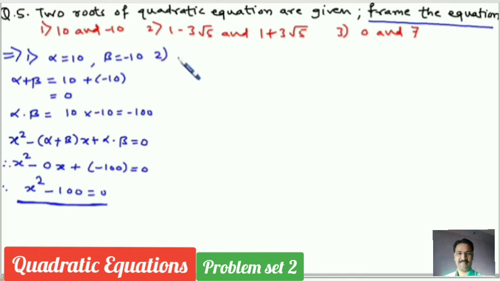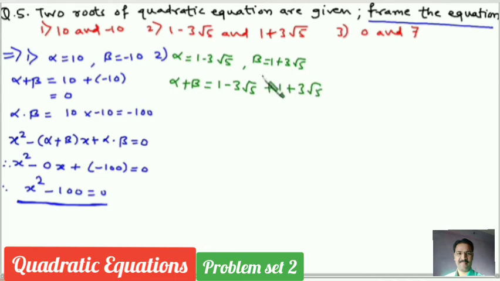Similarly here in the second one, what is given to us? Okay, I'll take a different color. So here alpha is equal to 1 minus 3 root 5, beta is equal to 1 plus 3 root 5. Okay, here also we'll find alpha plus beta, that is 1 minus 3 root 5 plus 1 plus 3 root 5. Here these two get cancelled because they have different signs. So 1 plus 1, 2.